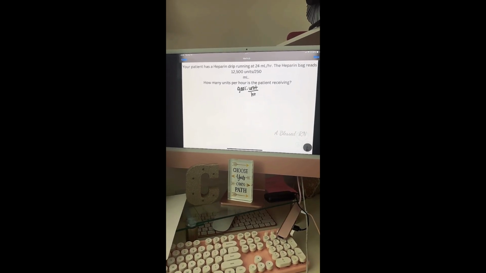One band, one sound, okay? So we'll do 24 milliliters per hour. That's how fast it's going. That's also referred to as the rate, okay? And then 12,500 units per 250 ml is the concentration of the medicine, which is your heparin, okay? So how are we going to start this out?